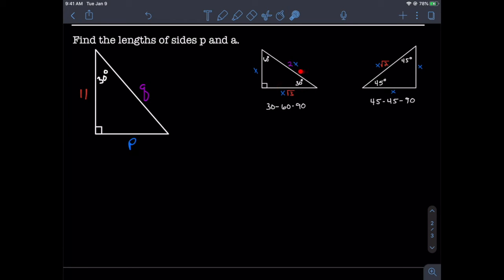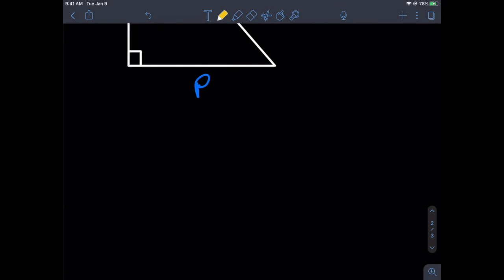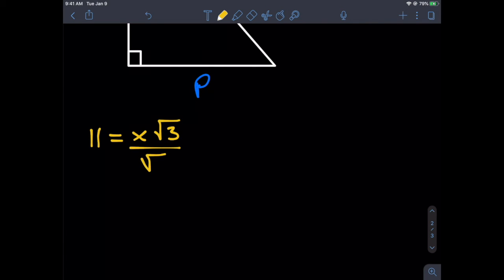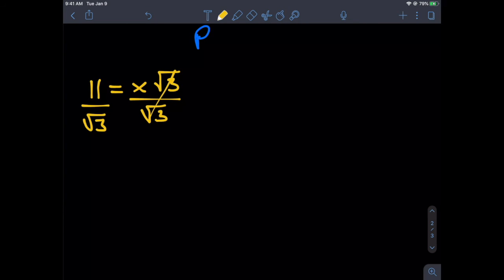Now, in the general model, the 30-degree angle is in a different spot, but we still want to go with the adjacent side. What does this mean for us? Well, 11 is equal to x times the square root of 3. That's from our model there. So we solve for x again by dividing both sides by the square root of 3, and this is going to give us x equals 11 over the square root of 3.